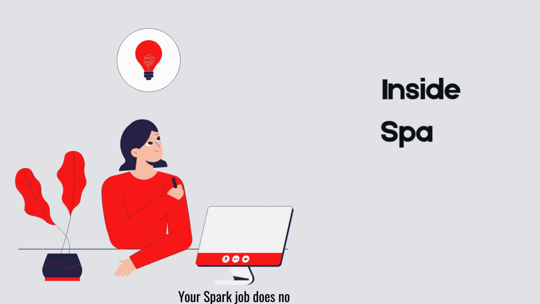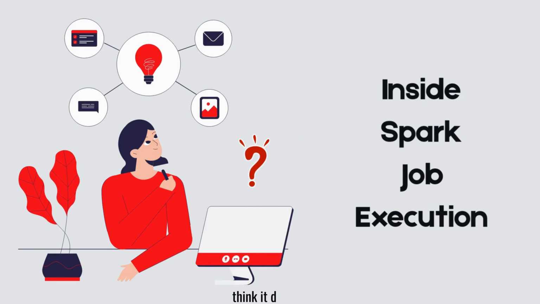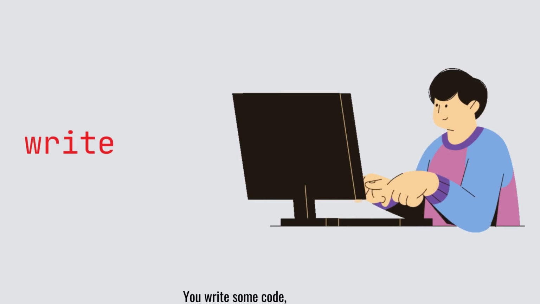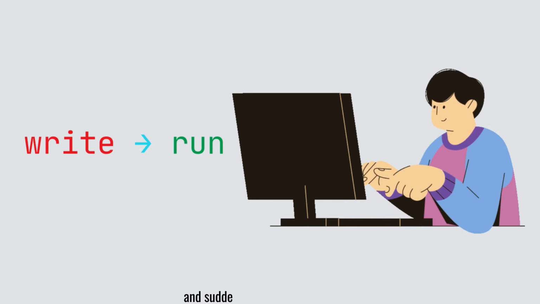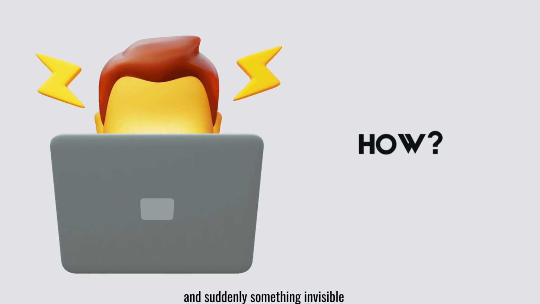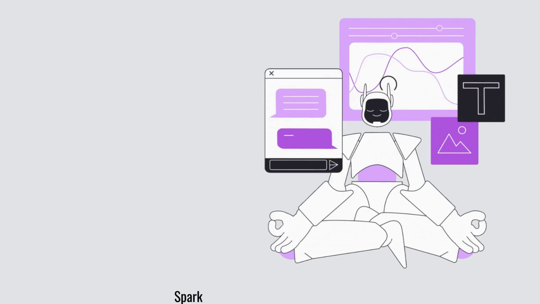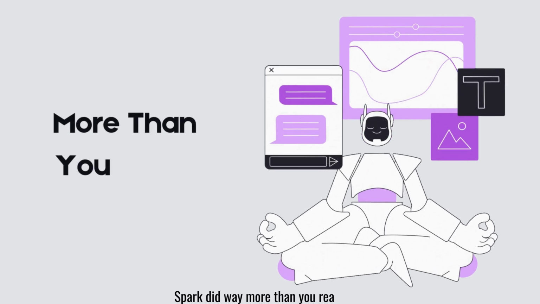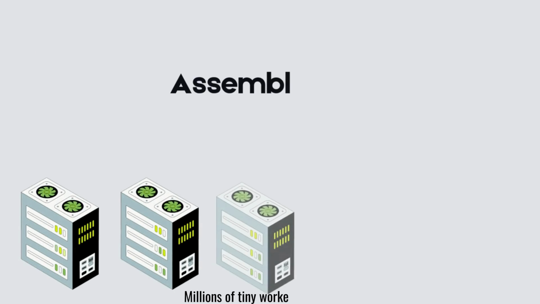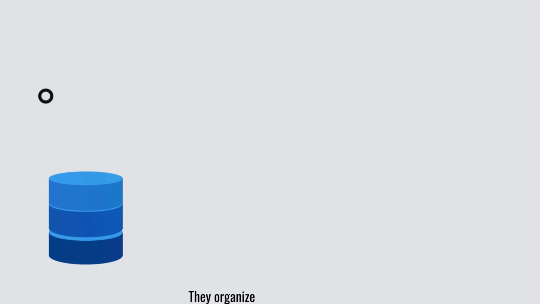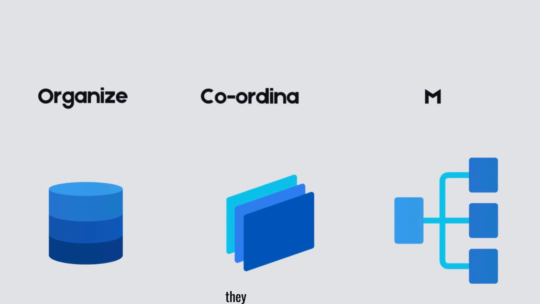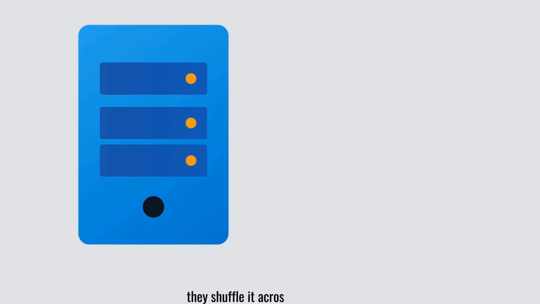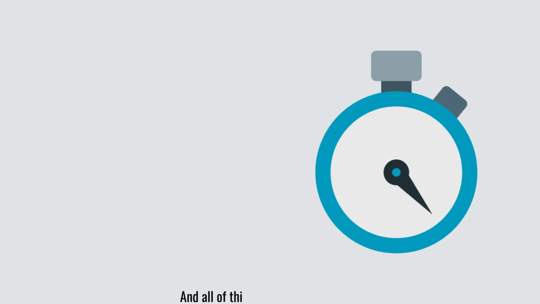Your Spark job does not run the way you think it does. You write some code, you hit run, and suddenly something invisible happens. Spark did way more than you realize. Millions of tiny workers wake up. They organize, they coordinate, they move data, they shuffle it across machines, and all of this happens in seconds.